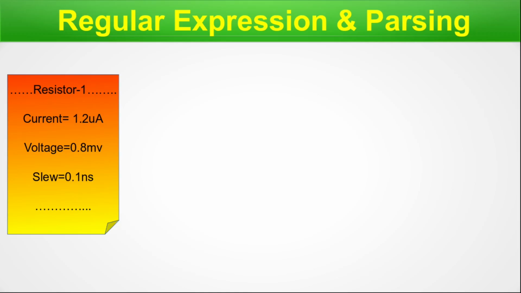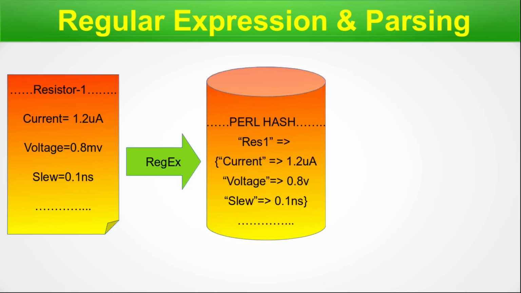Now sometimes this file may contain some other kind of comments and all, which may not be good for a Excel file, and say there might be several fields and you need maybe only 2 or 3 particular fields, okay. So PERL regular expression can match these particular strings like current, voltage and slew, and you can store the data in a PERL hash.